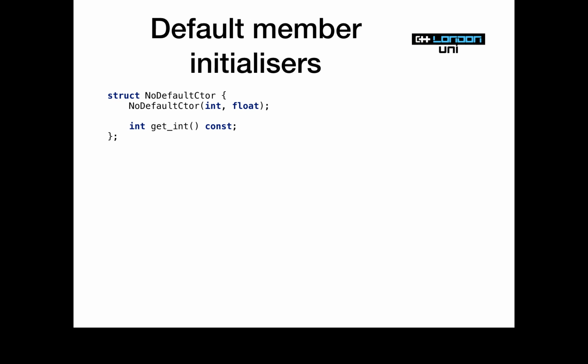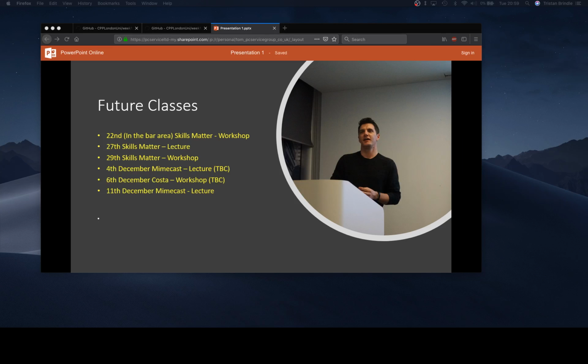So let's go back to this example. We have our struct with no default constructor again. We have this getInt. So now I've said, I don't think this is going to work. Sorry, this definitely isn't going to work. I apologise, I've made a mistake here.